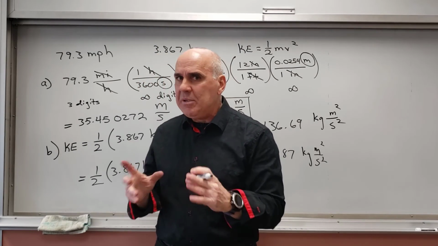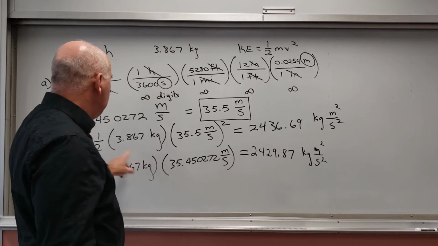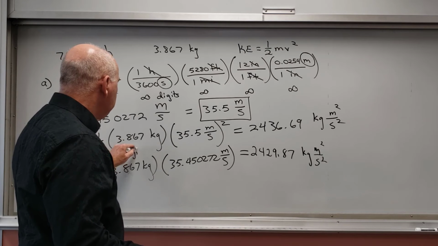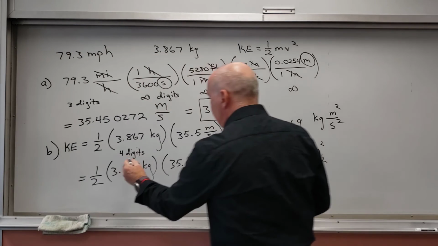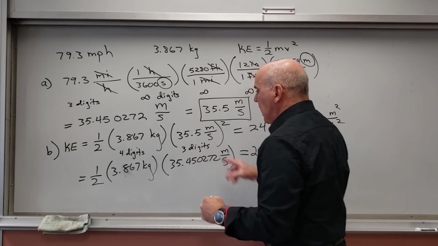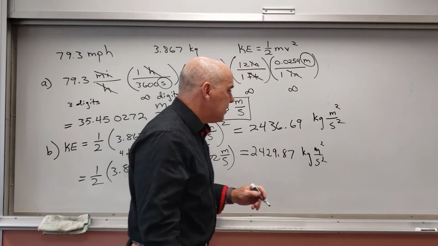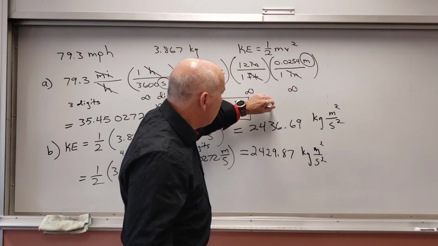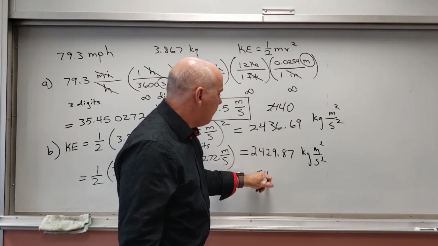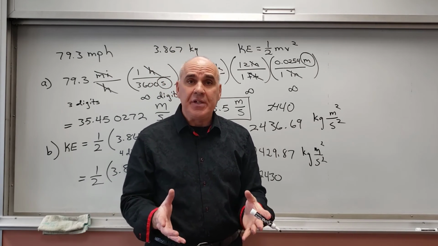So here's the deal. How many significant digits? If I look at this, I've got 3 here and 4 here, right? So 4 digits on the mass, 3 digits on the speed. And so I round this off to 3 digits. Well, if I do that with the top one, I get 2440. And if I do that with the bottom one, I get 2430. Those are not the same, not to 3 significant digits.